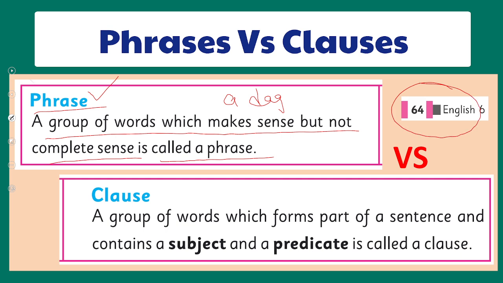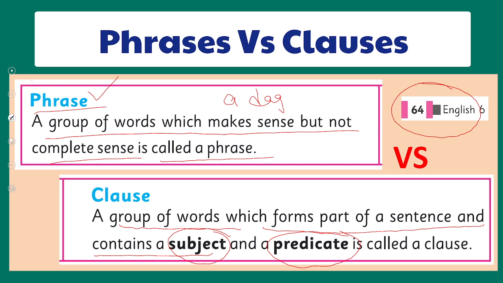On the other hand, what are clauses? What is a clause? A clause is also a group of words which forms a part of a sentence and contains a subject and predicate. So a clause is an ordered group of words containing at least a subject and a predicate. So what is a predicate?